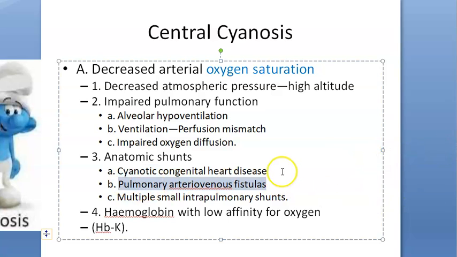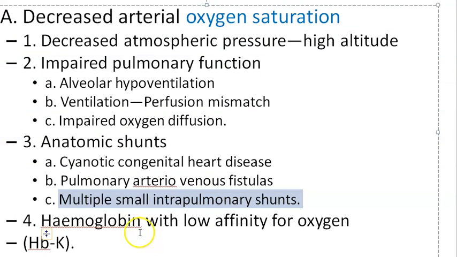Pulmonary arteriovenous fistula means what? There is some abnormal connection in the lung between the artery and the vein. So what will happen again? Venous blood is coming to the artery, so some cyanosis. Okay, that's what you can remember. Multiple small intrapulmonary shunts, again the same thing. Some shunts are there within the lung.